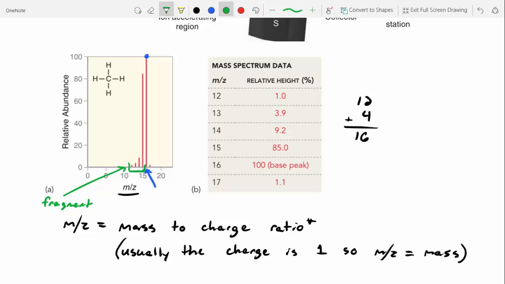What about that little peak that's one above that? Isotopes, right? We're taught that carbon always weighs 12. Not the full story, right? There are some isotopes of carbon that are a little bit heavier. If you've ever heard about carbon dating, what does carbon dating look at? Carbon 14. We have the most abundant isotope of carbon, carbon 12, but we also have a little bit of carbon 13 and even a trace amount of carbon 14 in our environment.